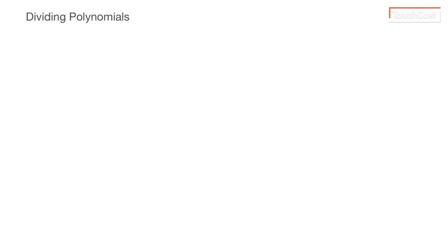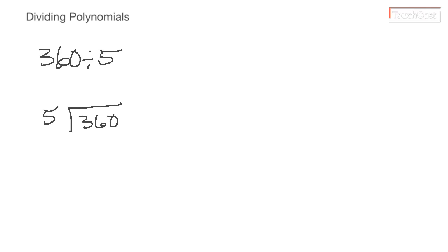So let's look at this. If we have 360 and we divide that by 5, if we're going to use a long division, we put this first number in our little division house, I call it, and we put the second number on the outside. Now we ask ourselves, moving left to right on the inside, how many times does 5 go into 360? Well, first we ask ourselves, can 5 go into 3? Well, it can't. So as a placeholder, I like to still put a 0 there.